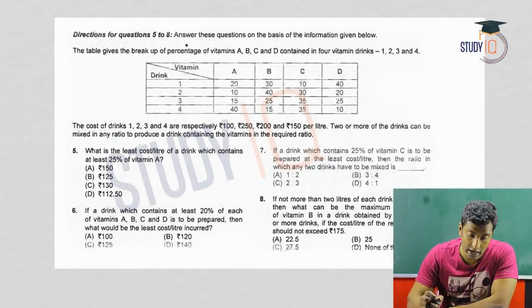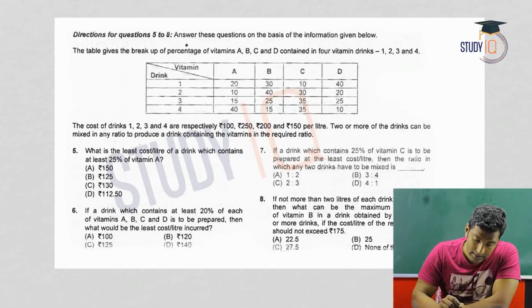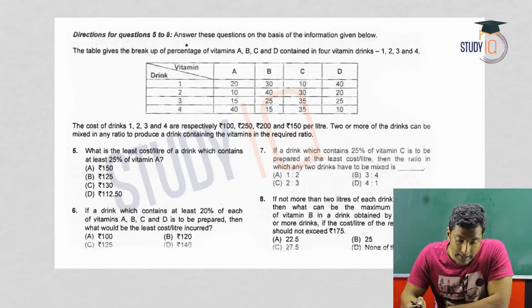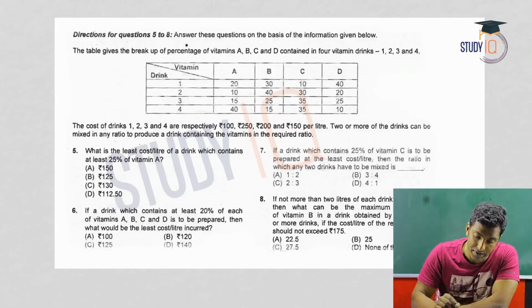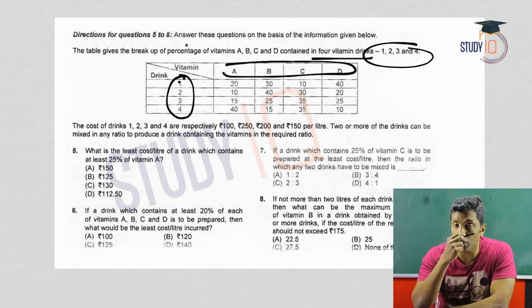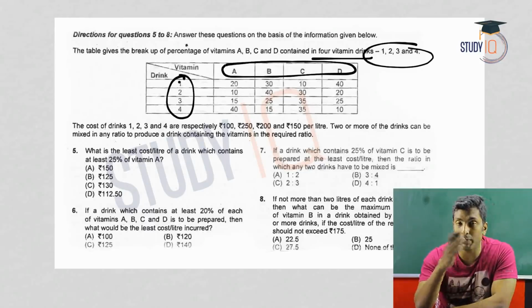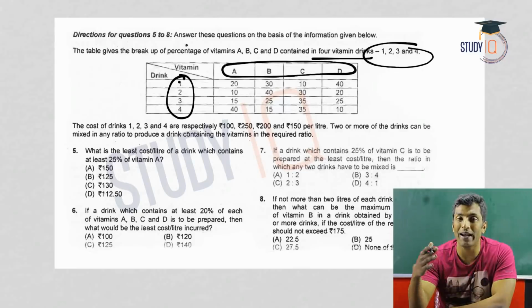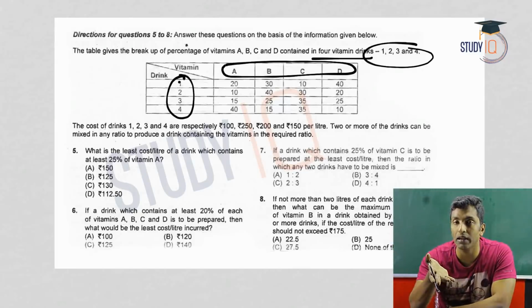So, okay friends, I hope you solved this question and I hope all of you got the answer. See, what they're saying is, the table gives the breakup of percentage of vitamins A, B, C, D contained in 4 vitamin drinks. So you have 4 vitamin drinks, 1, 2, 3, 4. These are 4 drinks and A, B, C, D are the vitamins. So what they've given us is, in drink 1, what percentage of A, B, C, D is there, drink 2, drink 3, drink 4. This is what the table gives.